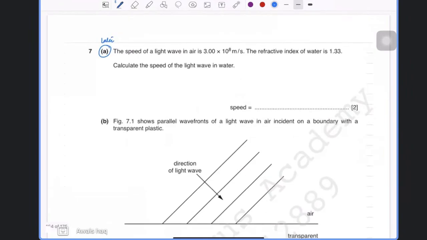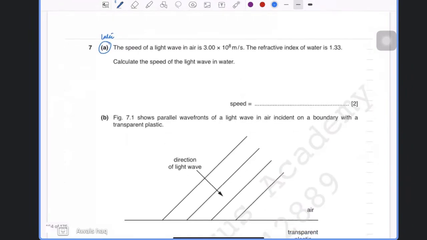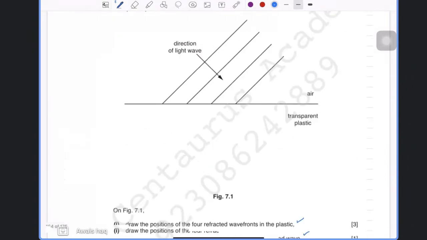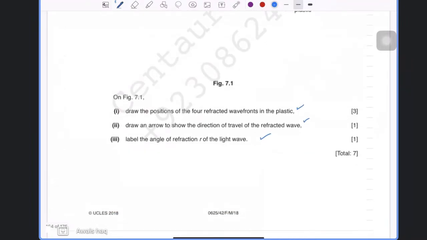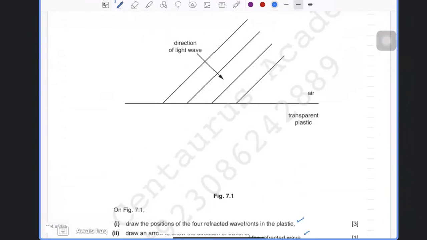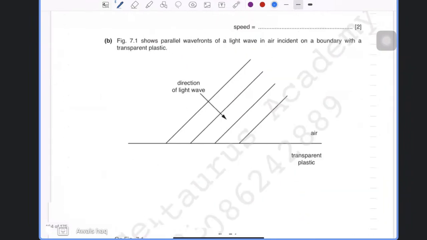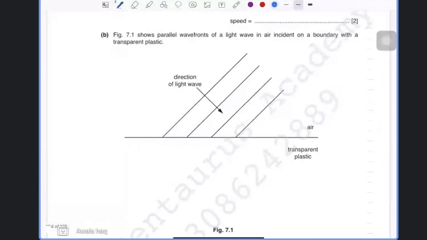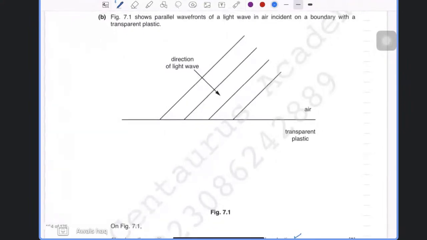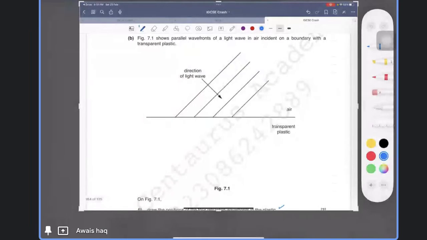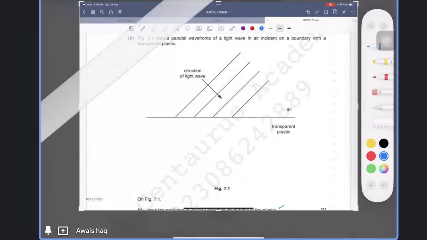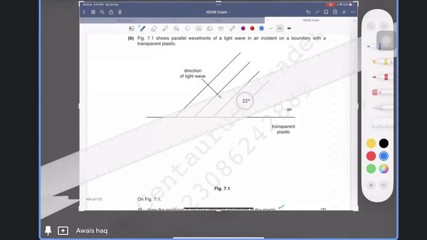Now the issue is that we just need to draw it. We don't have any angles given, so it's fine. Air is a less dense medium and plastic is more dense. So what you're going to do is, again, I'm going to take a screenshot of this and then we're going to work on it. This can be done by using your eye. It's not a big deal.